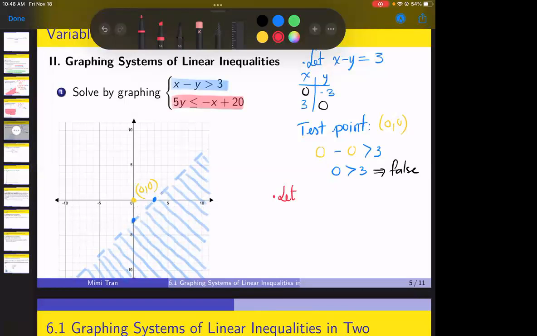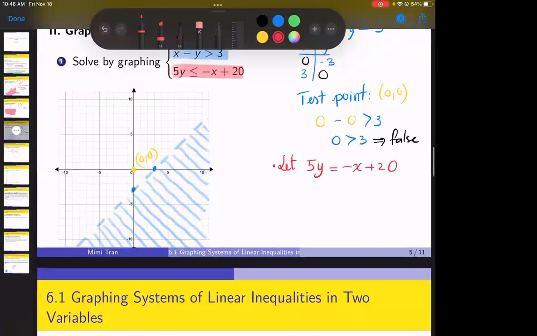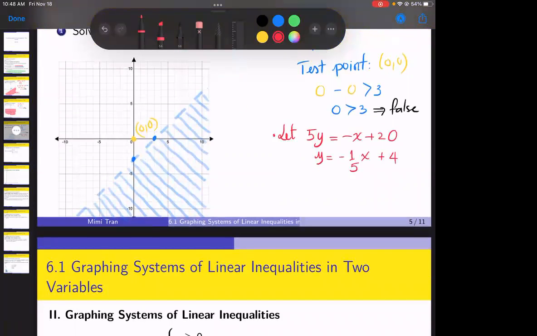So for the second inequality, I'm gonna let it equal. I'm gonna solve for y. So I'll divide both sides by 5. You don't have to. I'm just gonna use rise over run, so I'm gonna solve for y. So y equals negative 1/5 x plus 4. What is my y-intercept? Right, it's y equals mx plus b, right? So that's the y-intercept. So I'm gonna start at 4. So at 4 here, y-intercept right here, 0, 4.